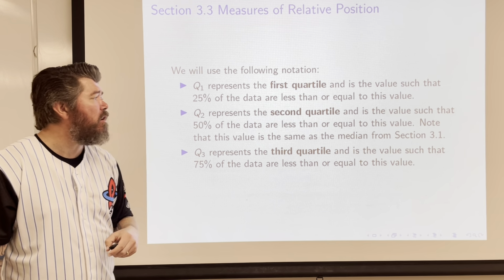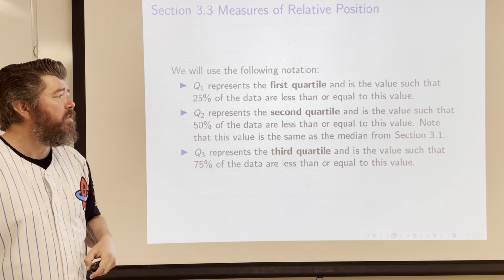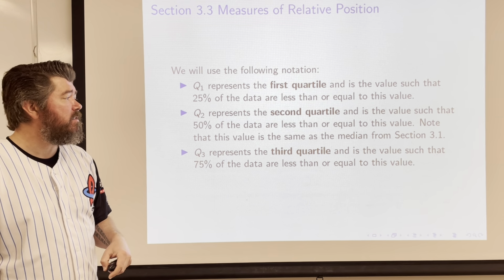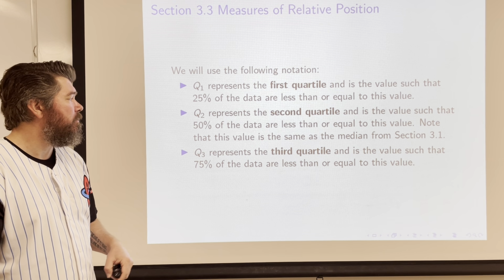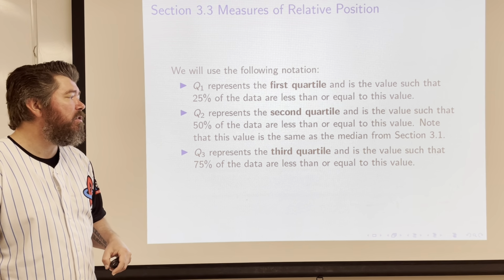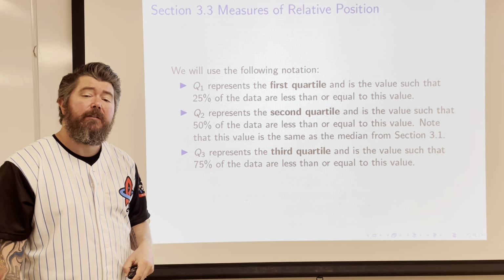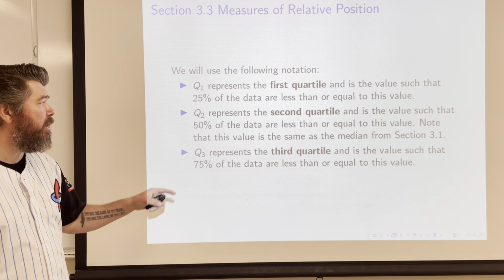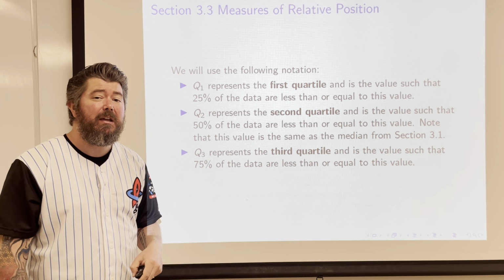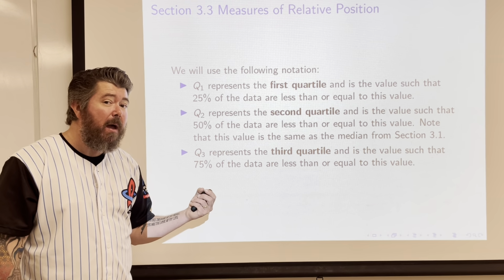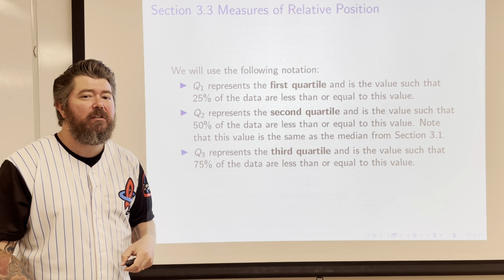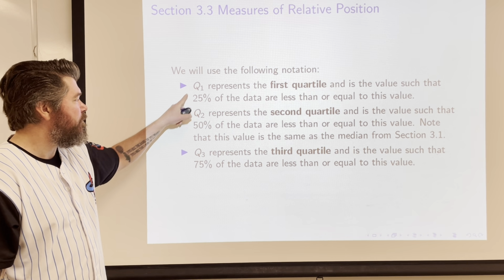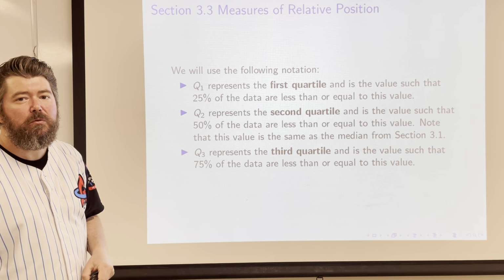Q2 represents our second quartile, and this is the value that 50% of the data are less than or equal to this value. Note that this value is the same as our median we found in section 3.1. If we go back to the beginning of chapter 3, Q2 is actually our median. And if we remember, our calculator calculated our median. So that's very good news because hopefully our calculator will calculate Q1 and Q3.